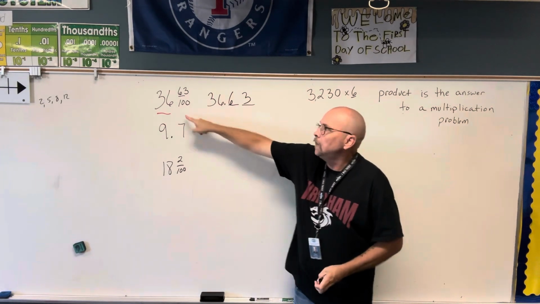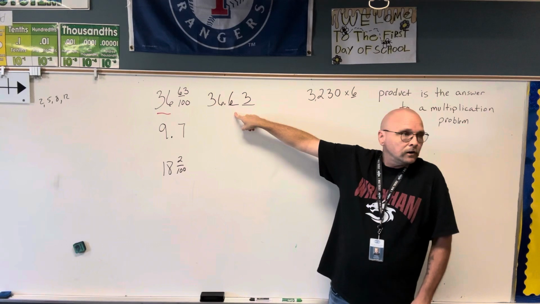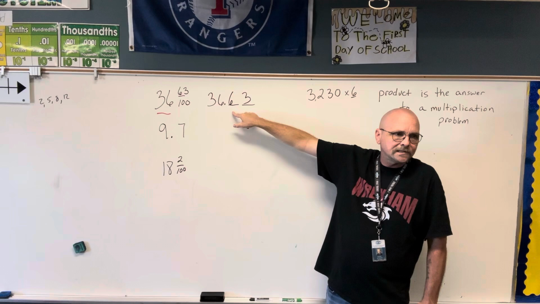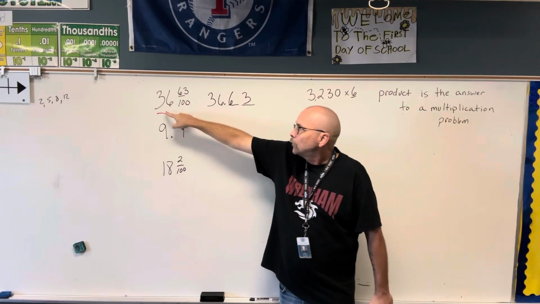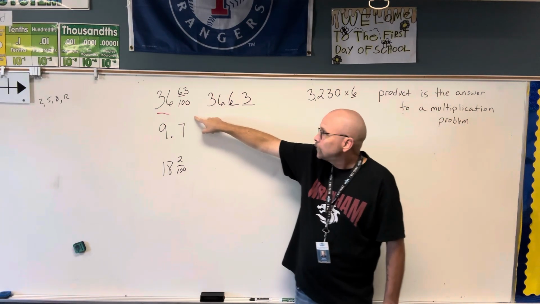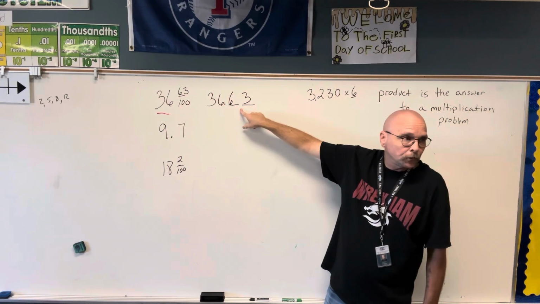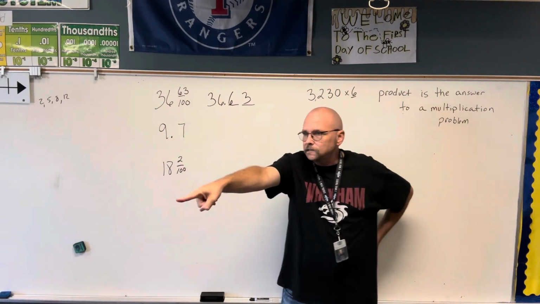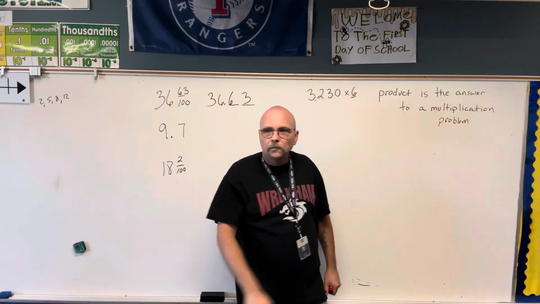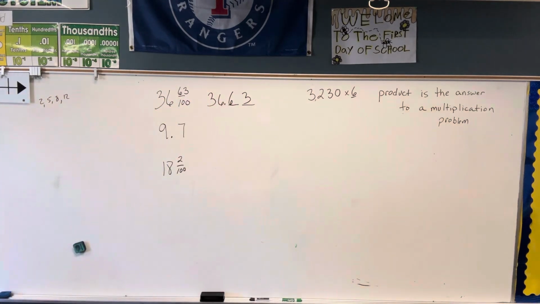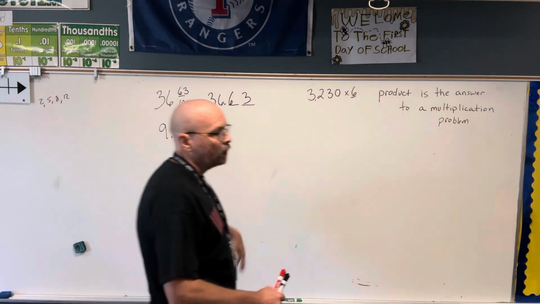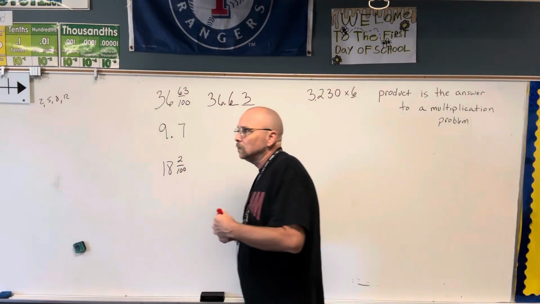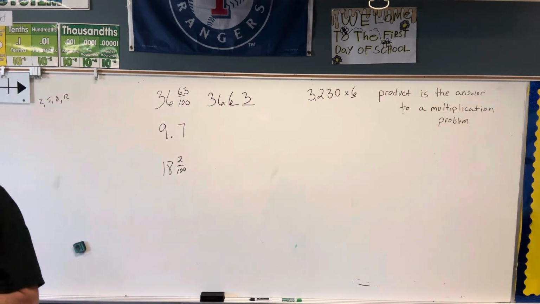Now, this number here and this number here are pronounced the same way. You say them in words the exact same way. 36 and 63 hundredths. I don't ever say point unless I'm doing this. But it'd be 36 and 63 hundredths. Decimals and fractions are related.